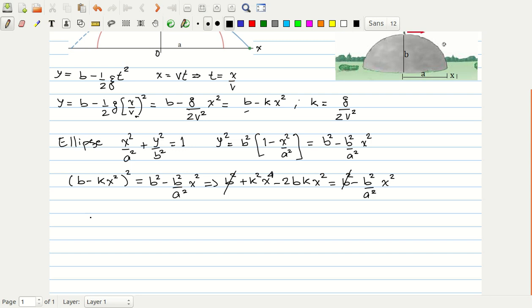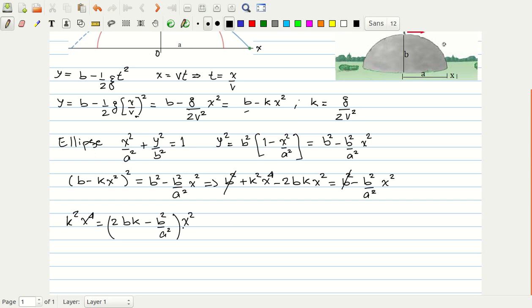So you have k square x to the power 4 equal to, bringing minus 2bk x square to this side, 2bk minus b square by a square, and this entire thing times x square.